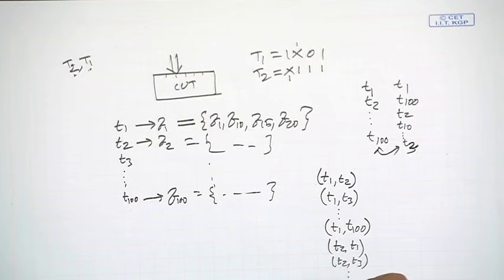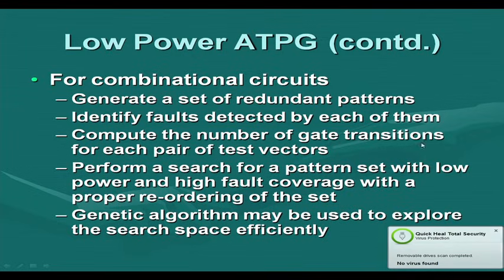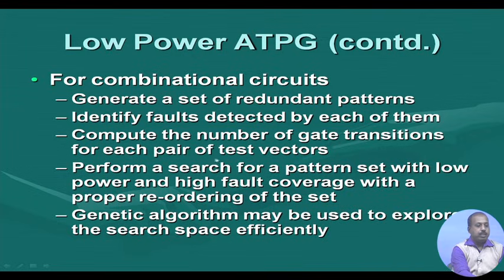So, this way if we compute all these pairs of test patterns, and see what transitions are occurring if I first apply the first pattern followed by the second pattern, it computes the number of gate transitions for each pair of test vectors. Then we perform a search for a pattern set with low power and high fault coverage with a proper reordering of the set. Now I have a choice.